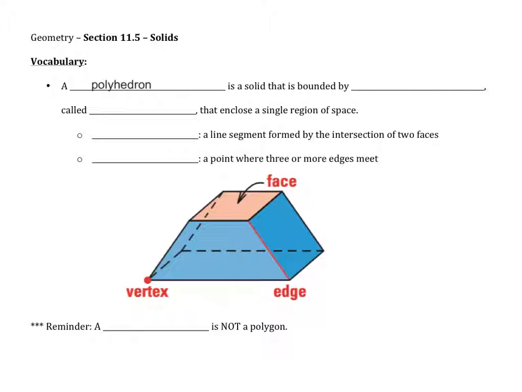A polyhedron is a solid that is bounded by polygons called faces that enclose a single region of space. So looking at the diagram down here, this is a polyhedron because each of its faces are polygons. Up here would be some type of rectangle, same thing goes for here, and on this side, the bottom would be some kind of rectangle, and then the two faces here would actually be trapezoids. And it's enclosing this region of space inside of the polyhedron.